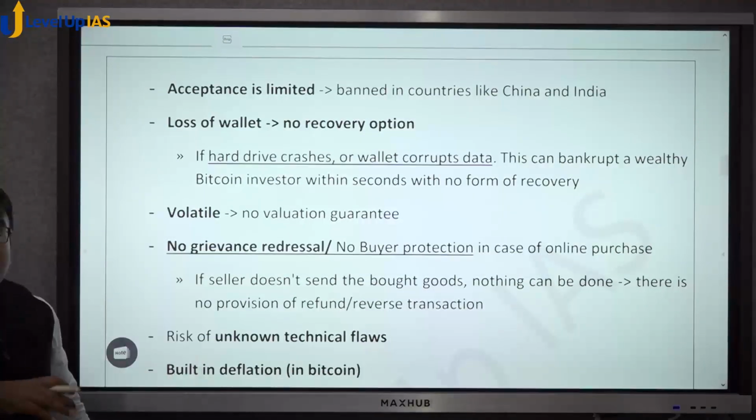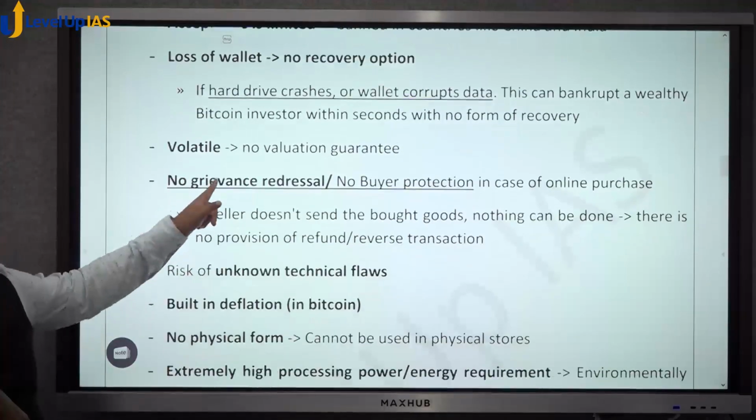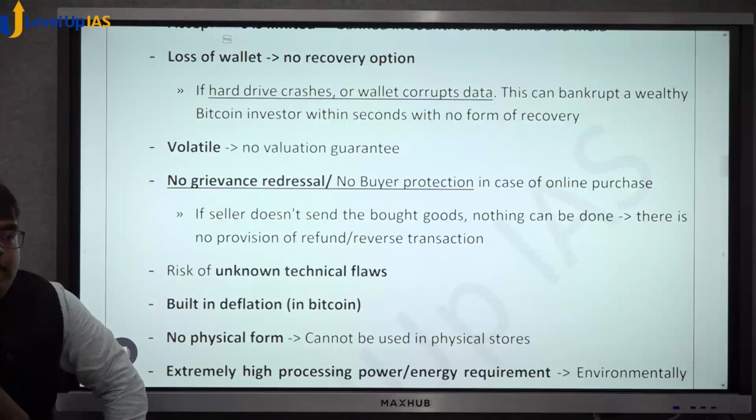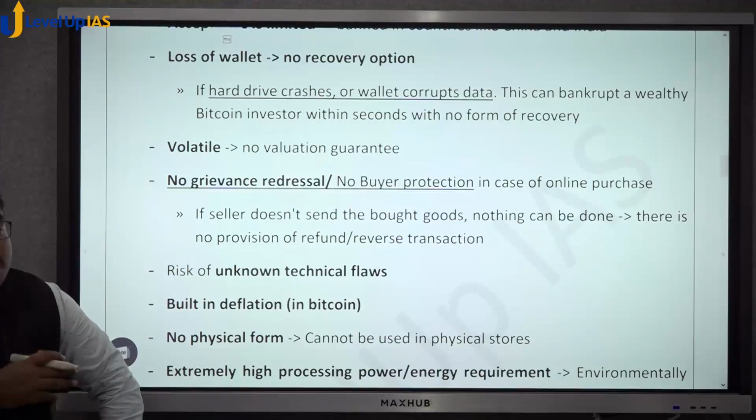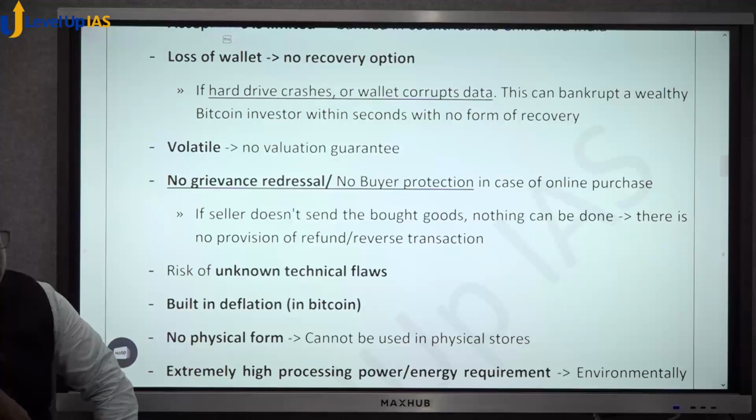Then if you lose your wallet, the digital wallet where you have stored the digital currency Bitcoin, you lose everything. Value of Bitcoin is very volatile. Elon Musk ने खरीद लिया तो प्राइस बहुत बढ़ गए. Initially in $30-40 you could get one Bitcoin. Now its value is $40,000, $50,000.